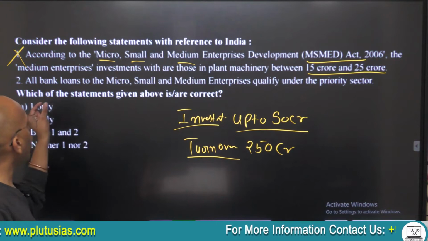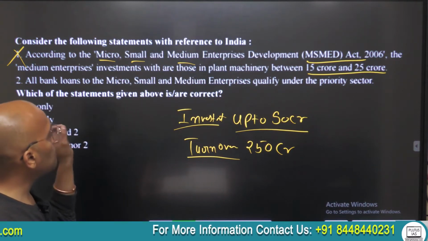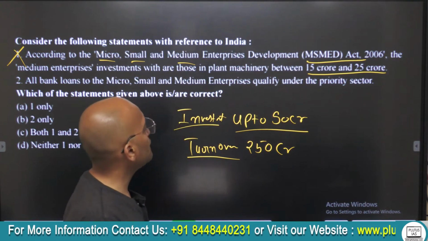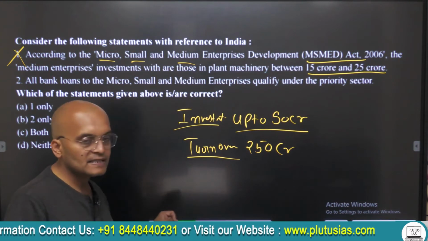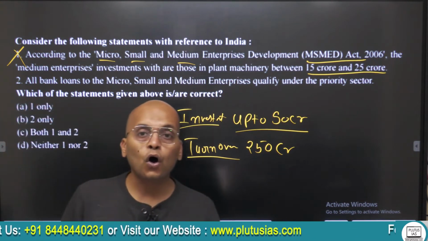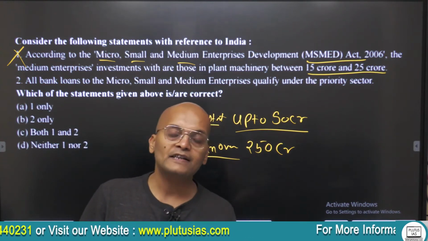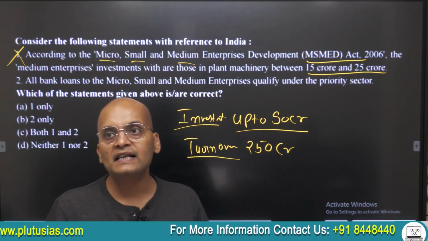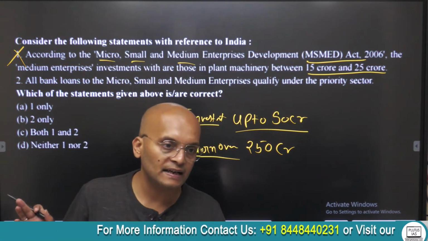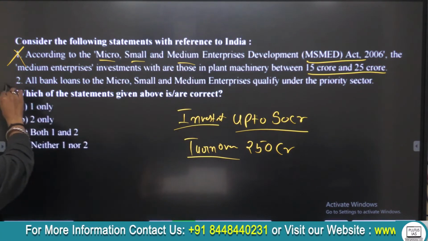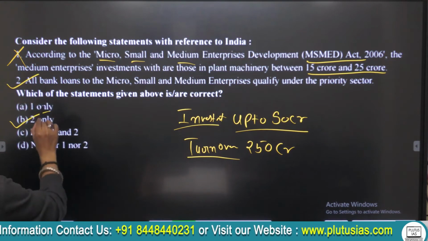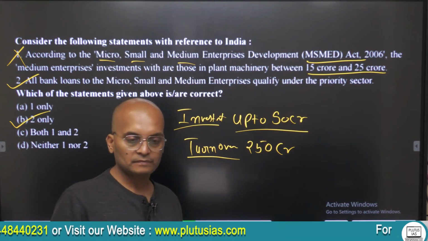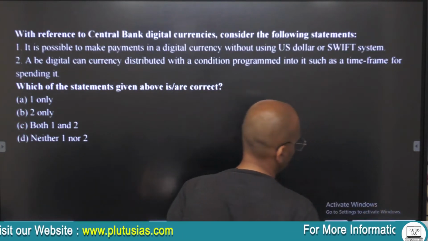Second is, all bank loans to the micro, small and medium enterprises qualify under the priority sector. So all loans qualify under priority sector? Yes, they do. Lending to MSME is a PSL thing, priority sector lending it is. So this is correct. So only 2 is correct. Okay. So we have done this question, fine.